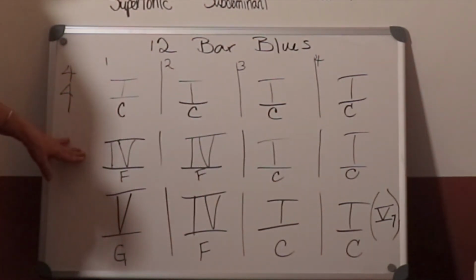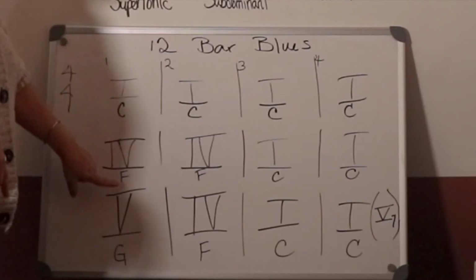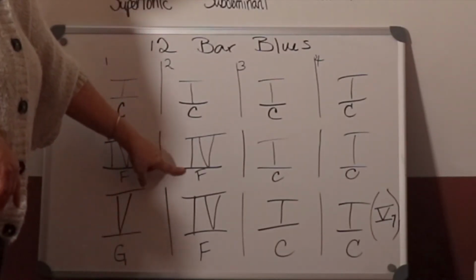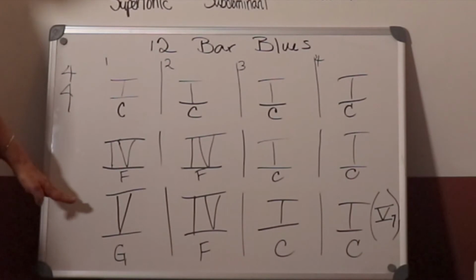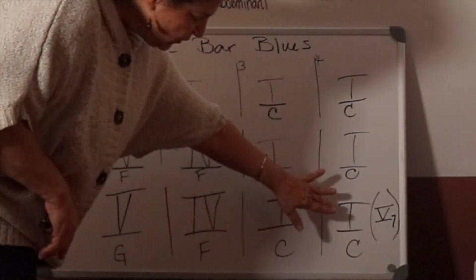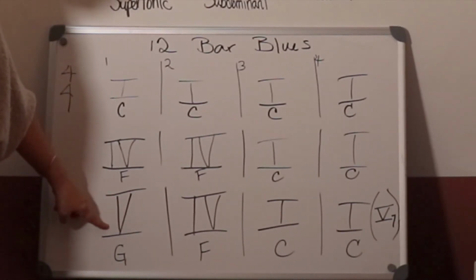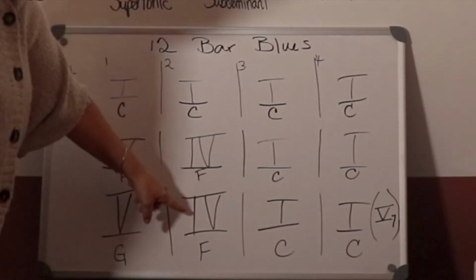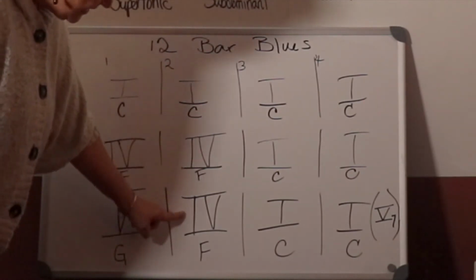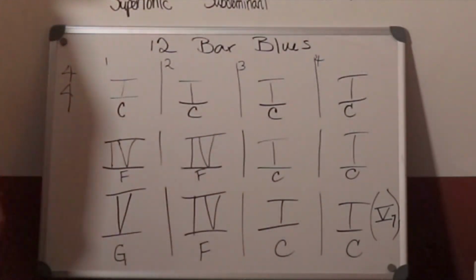The second line of the 12-bar blues, measure 5 and 6, are the 4 chord. And in this case, it's F. Then it goes back to the C chord, the 1 chord. Now, the third line, 1, 2, 3, 4 measures. The first measure of the third line here starts with a 5 chord, and we know that the 5 chord is a G chord. And then it goes down 1 measure only there. It goes down to the F chord, 1 measure, and then 2 measures of the C chord.